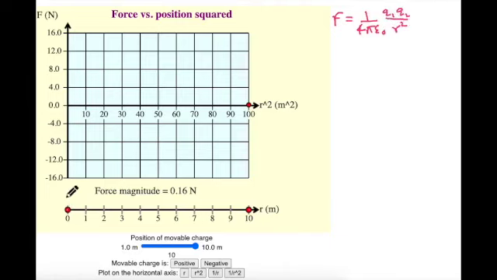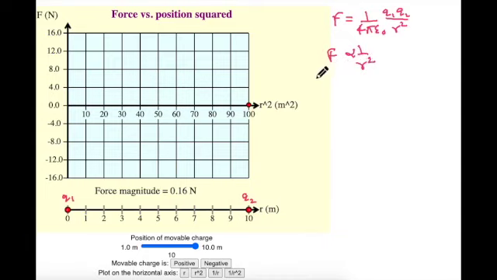Here, let me say this charge is Q1 and this is the charge Q2, and initially these are separated at a distance of 10 meters. So this is the arrangement, and for this setup I will keep the charges constant and vary the position of the charges. Let us see how the force will vary. From the equation it is very clear that force is inversely proportional to the square of the distance.